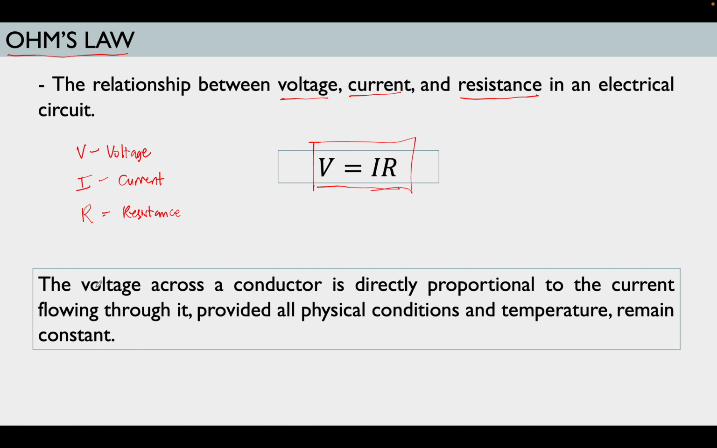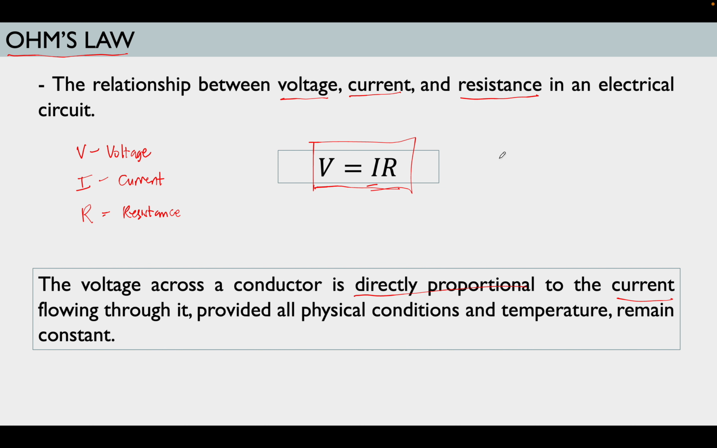Ohm's law states that the voltage across a conductor is directly proportional to the current flowing through it, provided all physical conditions and temperature remain constant.